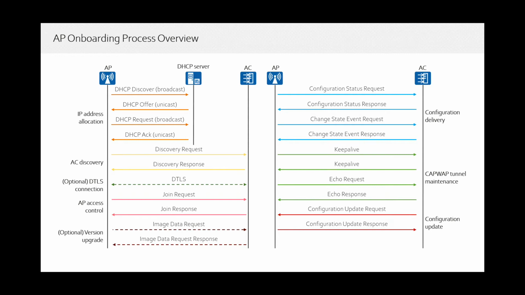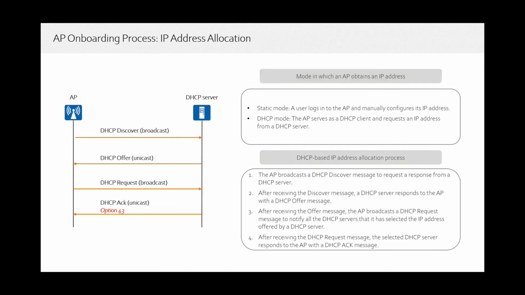In the first phase, the AP must obtain an IP address so that it can communicate with the AC. This is the very first step for communication on the wireless LAN. An AP can obtain an IP address in two ways, in static or DHCP mode. In static mode, you can log into the AP and configure a static IP address for it manually. This method is quite simple. However, if there are a large number of APs, the configuration is complex. Therefore, we have another method for an AP to obtain an IP address.